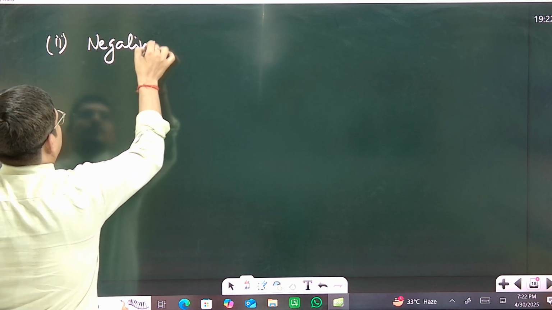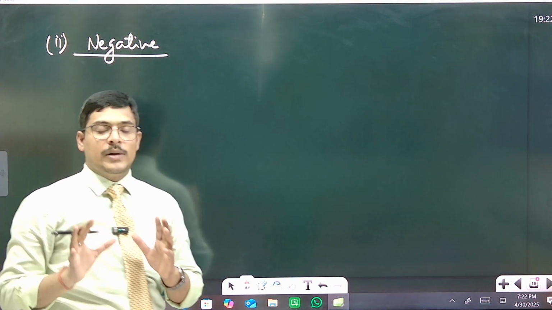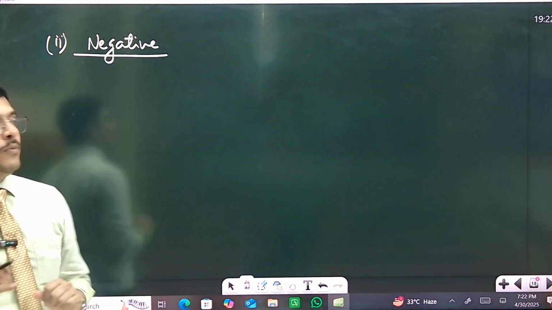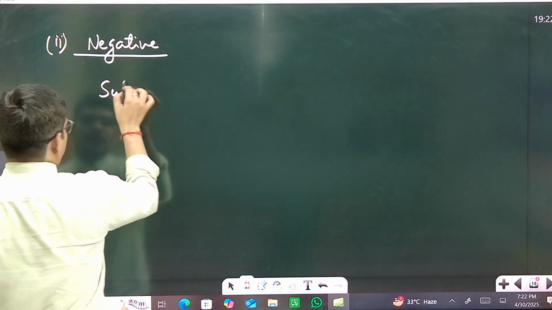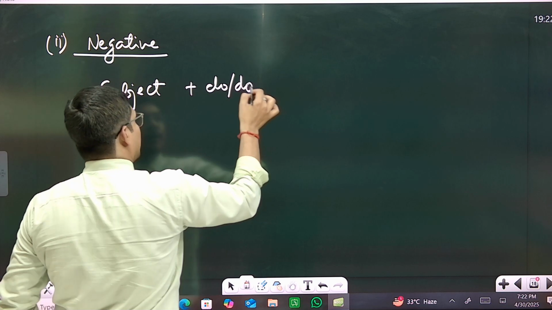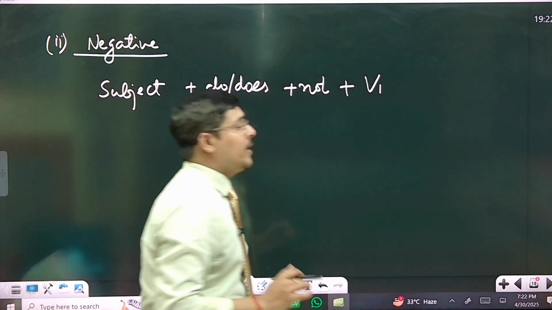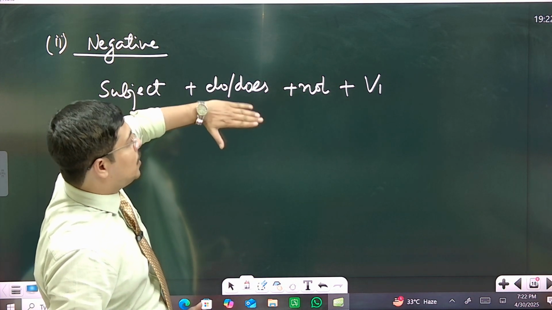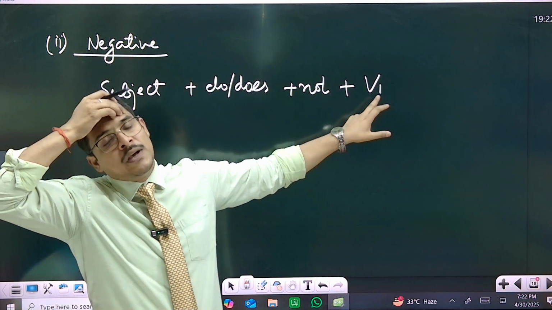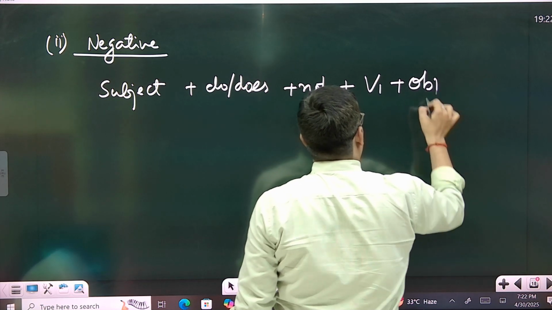Now, what is the negative structure for the same? As you saw, in affirmative cases, we did not use auxiliary. But for negative, we will be using auxiliary verb as well. So the structure is subject plus auxiliary, that is do or does, plus not, plus, children, many of you make mistake here. Since we have already used do or does, here we will use the base form of verb, that is first form of verb. Here we are not going to use S or ES form. Plus object.